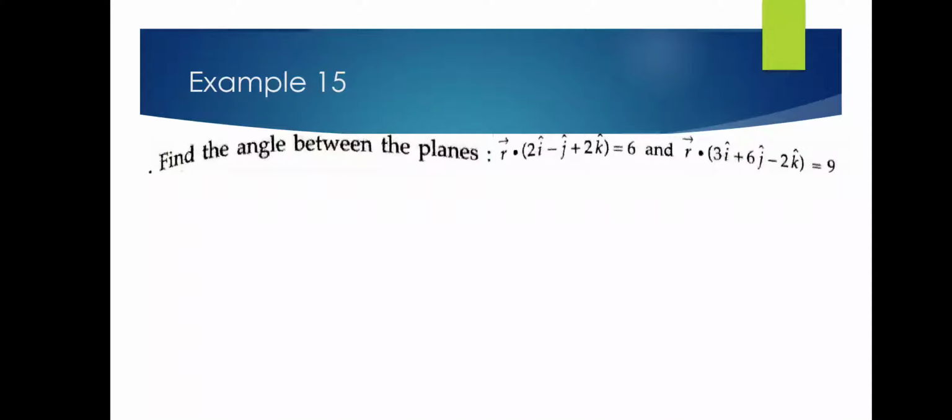Let us move to problem number 15. Find the angle between the plane this and this. All I need to do is first write the direction ratios of the two planes, then take the dot product, divide by their magnitudes, and then take the mod. Whatever it comes to is your cos theta, and so the angle becomes cos inverse 4 by 21. Pretty simple, because we have done this in the case of straight lines as well.